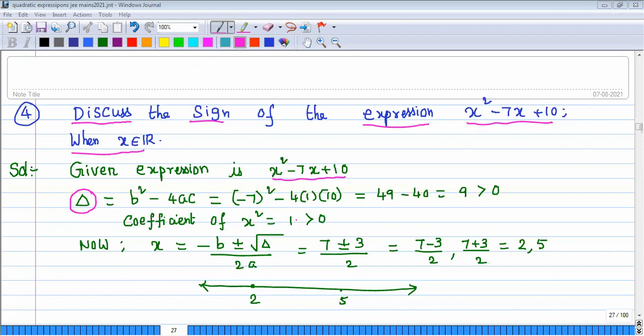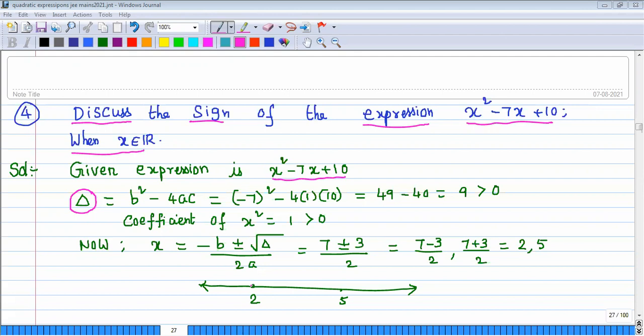So now, as the coefficient of x square is positive, when x lies between 2 and 5, x square minus 7x plus 10 is negative. So that means that is less than 0. Whenever x is less than 2 or x is greater than 5, x square minus 7x plus 10 is positive.